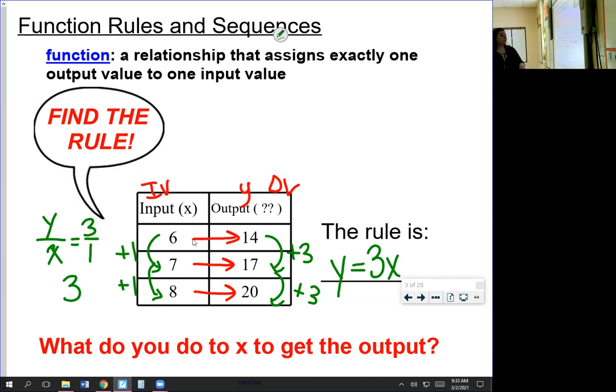Then you figure out, if I multiply by 3, what do I have to do in order to get to 14? If I have times 3, I get 18, so I have to subtract 4. Let's see if that works. 3 times 7 is 21, subtract 4 is 17. 3 times 8 is 24, minus 4 is 20. So the answer is 3x minus 4.